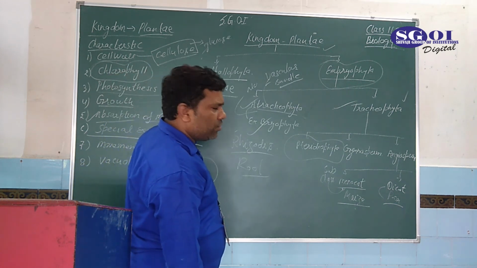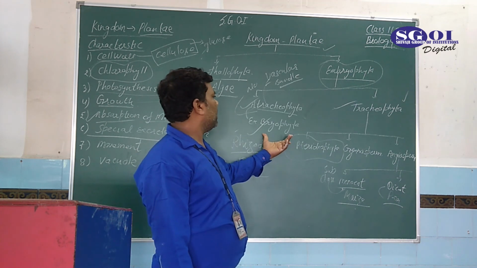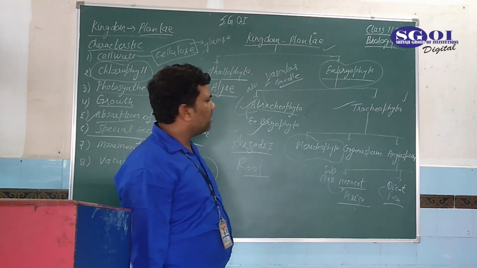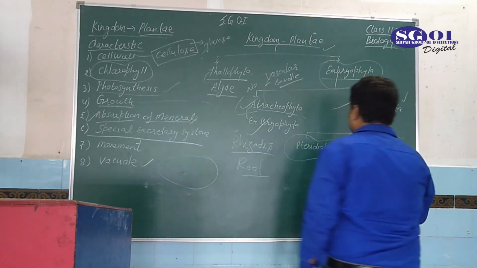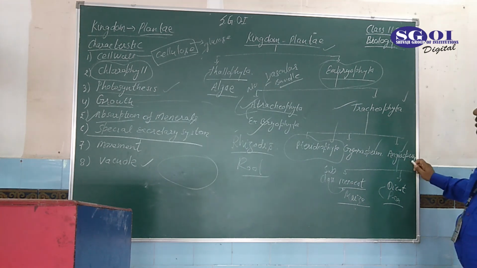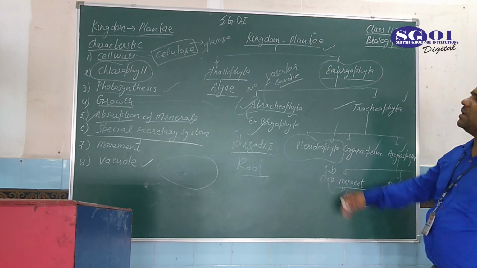It means that evolution took place from water to land. So the first land plant is bryophyta. It is under atracheophyta because no vascular bundle is found. In tracheophyta, vascular bundles first developed in pteridophyta. After that, gymnosperms and angiosperms are called higher plants. So this is the classification regarding the plant kingdom.